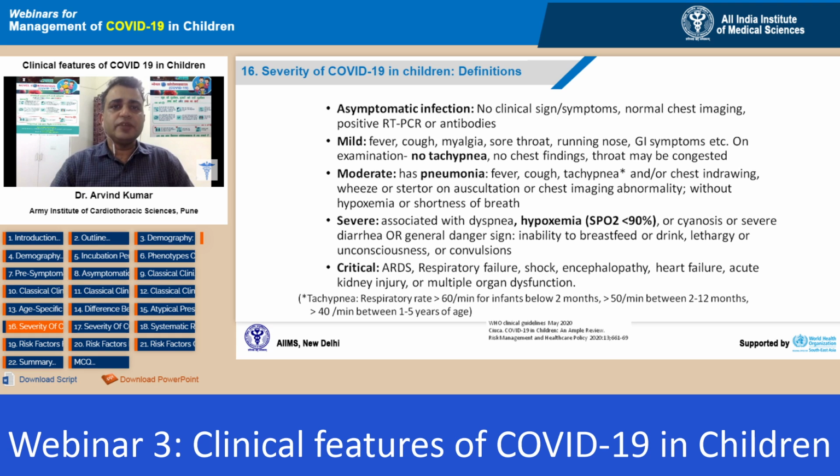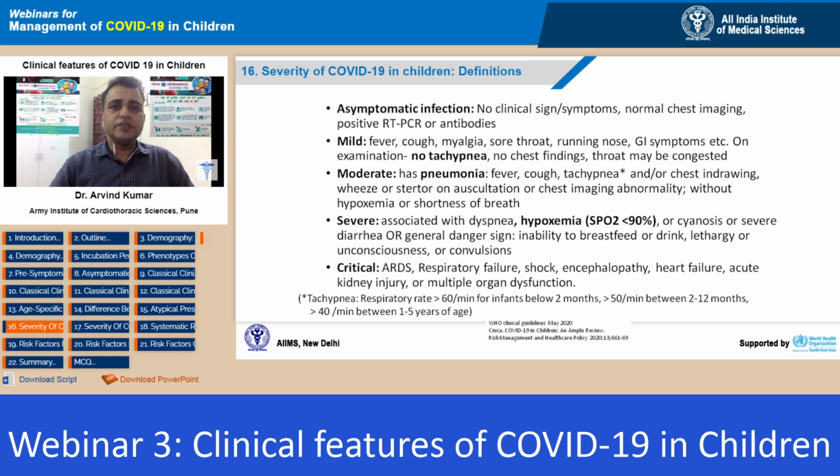Mild infection is defined by the presence of fever, cough, myalgia, sore throat, running nose, GI symptoms, etc., but there is no tachypnea and no chest abnormality in imaging. Moderate infection has pneumonia, defined by the presence of fever, cough, and tachypnea, or chest indrawing, or presence of wheezing or stridor on auscultation, or abnormality of chest imaging, but without hypoxemia or shortness of breath.